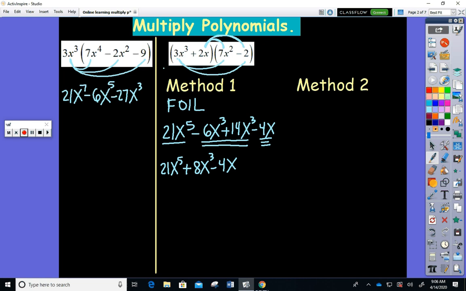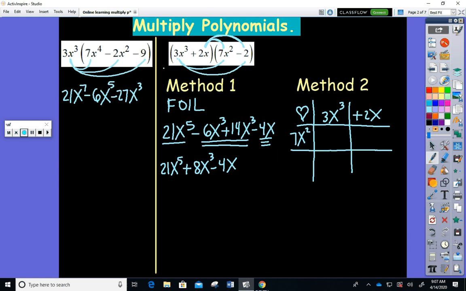All right. So method 2 is a more visual thing. I don't think you'll use it for FOIL, but let me show you anyway, and it's the box method. So I'm going to say, let me put 3x cubed and plus 2x, which is my first binomial along the top. You're going to have an empty corner here, so this is always empty. So we love this problem. Don't put anything where the heart goes. All right, you'll have 7x squared. This is your second binomial, and minus 2 down the left-hand side.